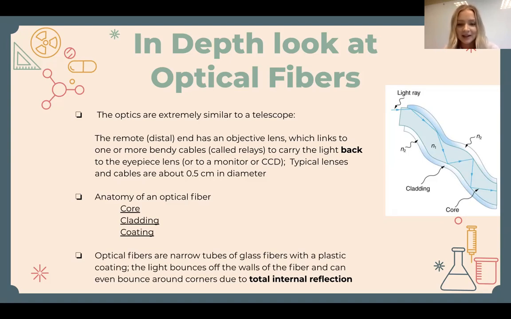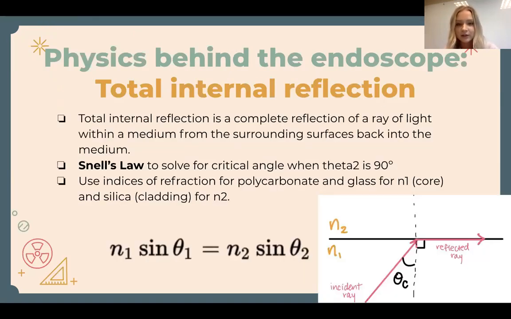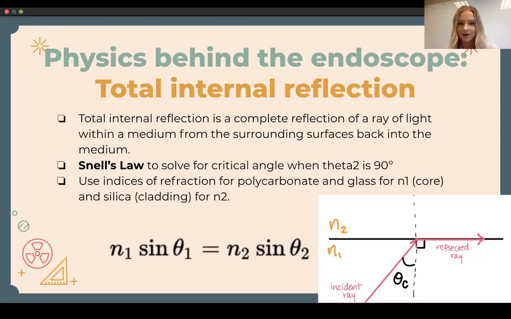So that's your anatomy. Optical fibers are narrow tubes of glass fibers with a plastic coating, and the light bounces off the walls of the fiber and can even bounce around corners due to total internal reflection. On the next slide, we said that total internal reflection is a complete reflection of a ray of light within a medium from the surrounding surfaces back into the medium. And we can do calculations with this via Snell's law.